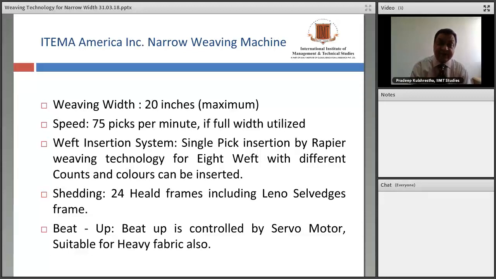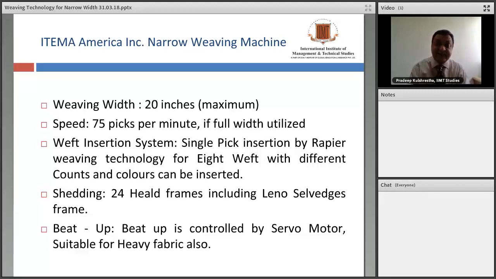Now, the narrow machine of ITMA America is below 20 inches, but actually this is nominal width 20 inches. We can weave up to only 18 inches. It means what I define, it should be below 45 centimeters of the fabric, called as narrow fabric. Speed is 75 picks per minute. It's full width utilized. There is high speed in case of narrow weaving fabric, and it depends upon the thickness of the fabric also. If fabric is more thick, speed will be less, and vice versa.